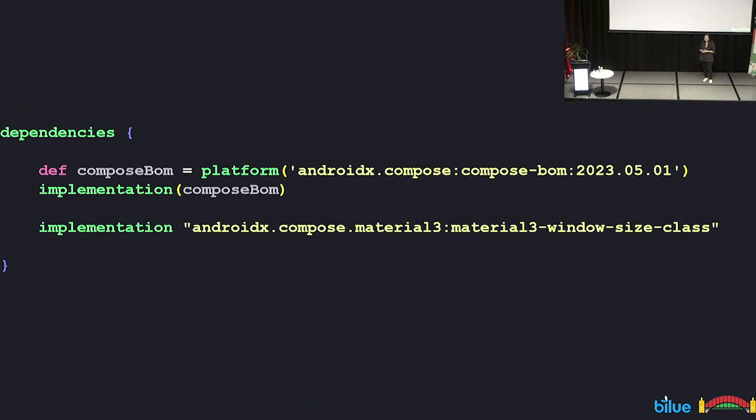So we can include this just using our normal dependency inclusion. Do use the Compose BOM if you're doing any development in Android. It definitely keeps everything in line and all the versions in check. So you can just include the Material 3 window size class as needed.